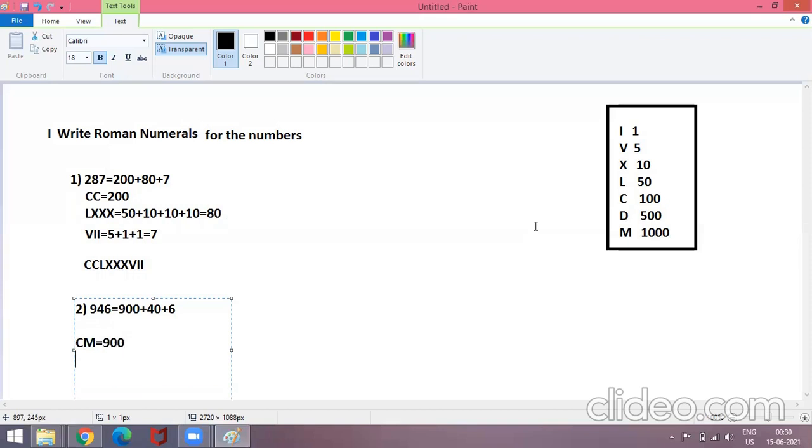For 40, see X, L is of value 50. If you place X before L, it will become 50 minus 10, which is 40. Right? For 6, it is nothing but VI, which is equal to 5 plus 1, which is 6. Merging all together in descending order, your answer is CMXLVI, which is the answer for 946.